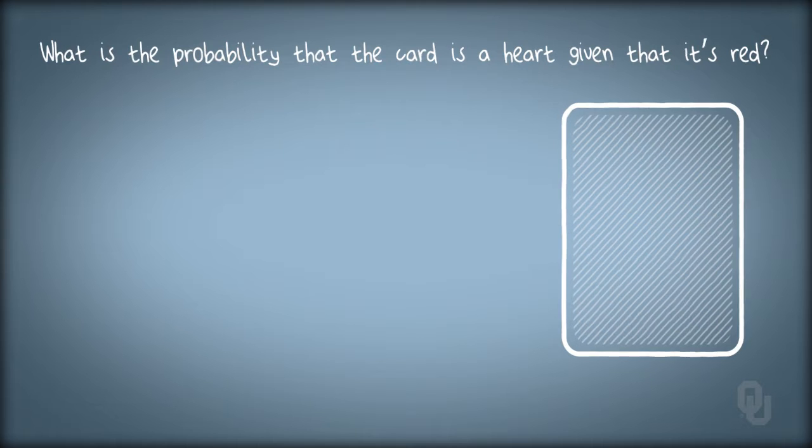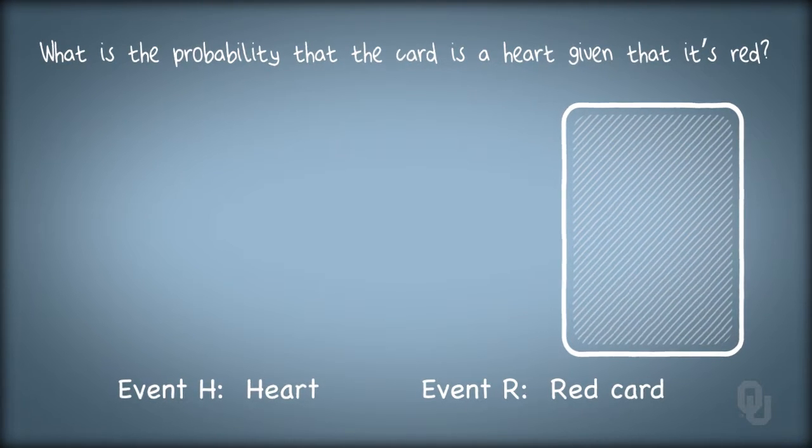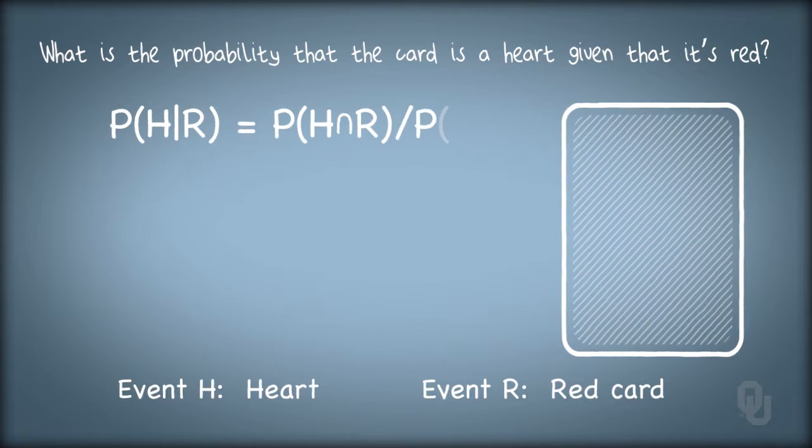We'll illustrate our new smarts with some examples from playing cards. What is the probability that a randomly drawn card from a deck is a heart given that it is red? We define H as the event the card is a heart, and event R as the card is red. And we look to calculate the probability of H given R. This calculation is the probability of H intersect R divided by the probability of R.